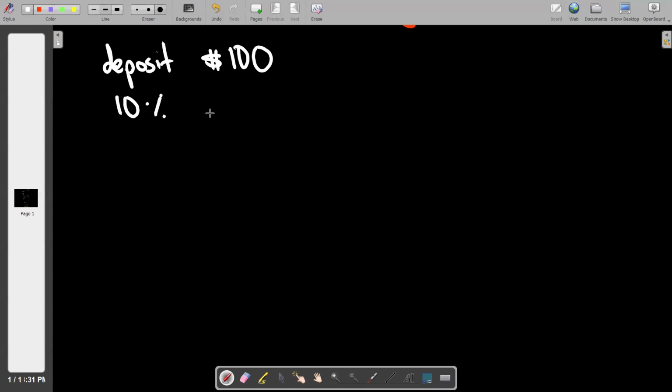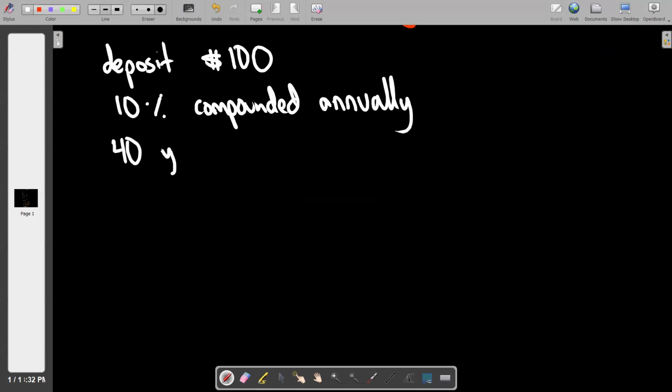We are going to get 10% interest compounded. What does annually mean? Every year, right? And let's leave our money in there for 40 years. Would anyone like to guess as to how much $100 might be worth after 40 years of 10% compounding? You think it'll be a lot, like a few thousand maybe? That's a lot. Let's find out.